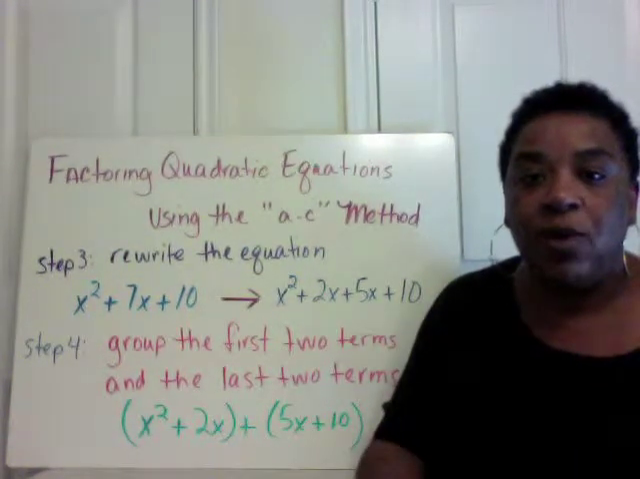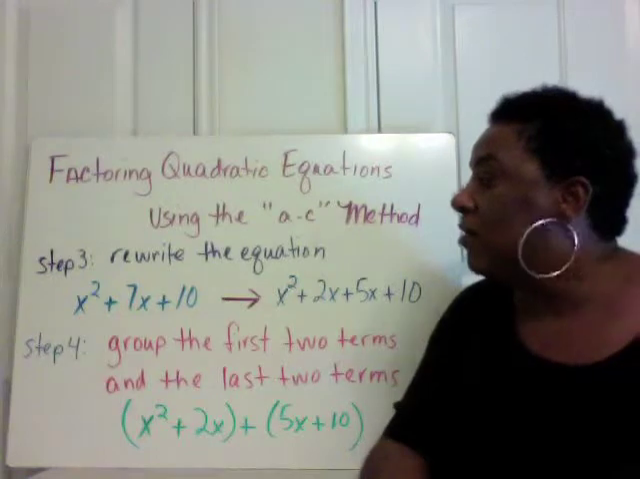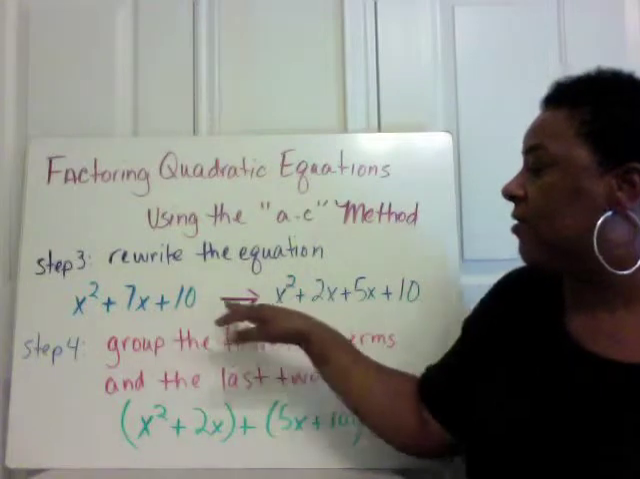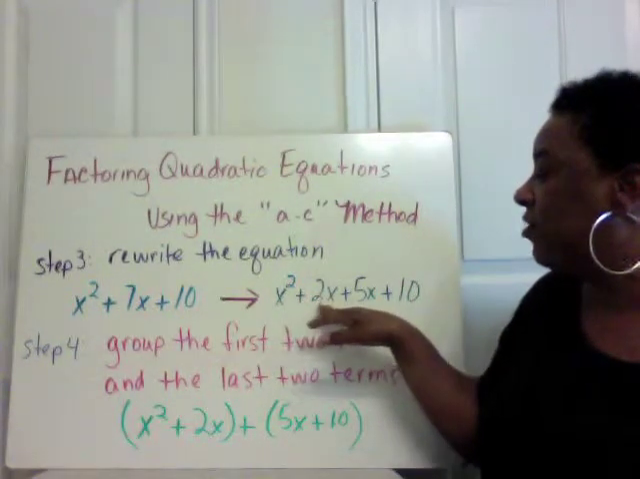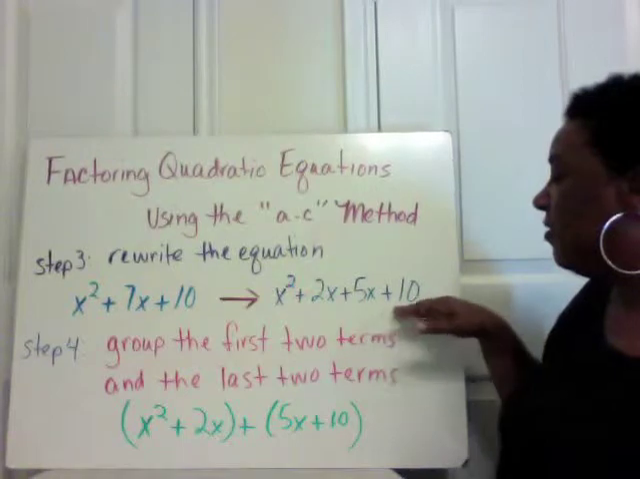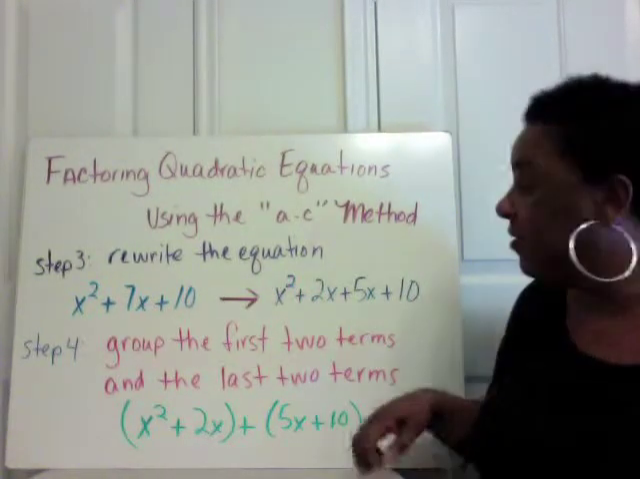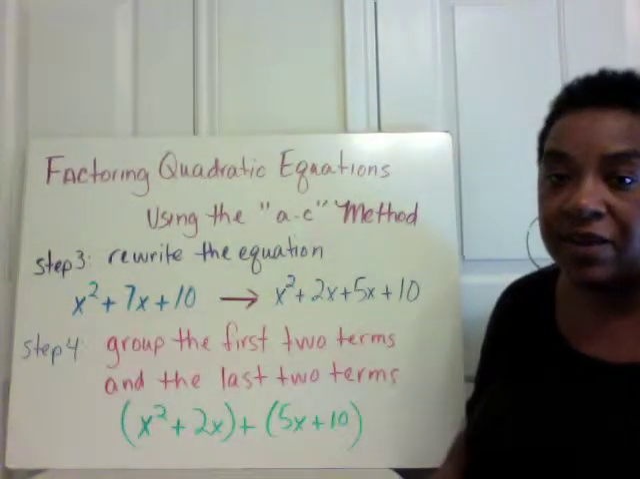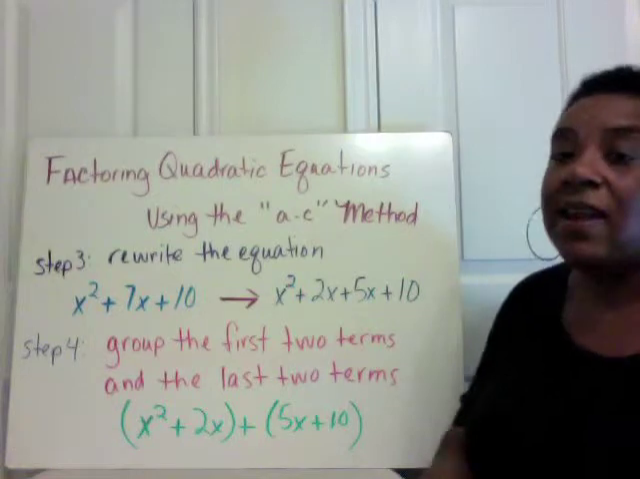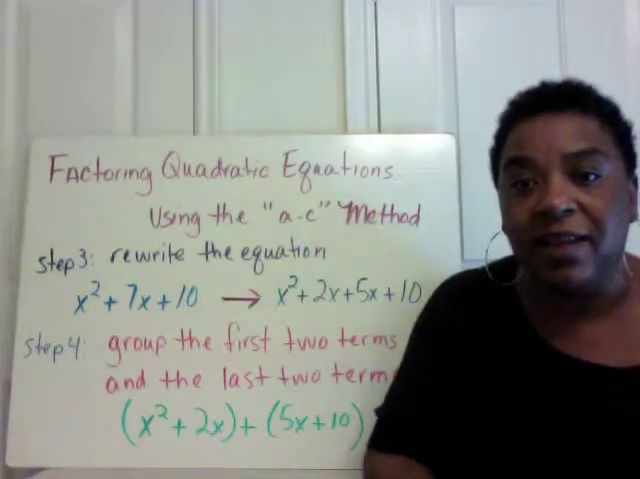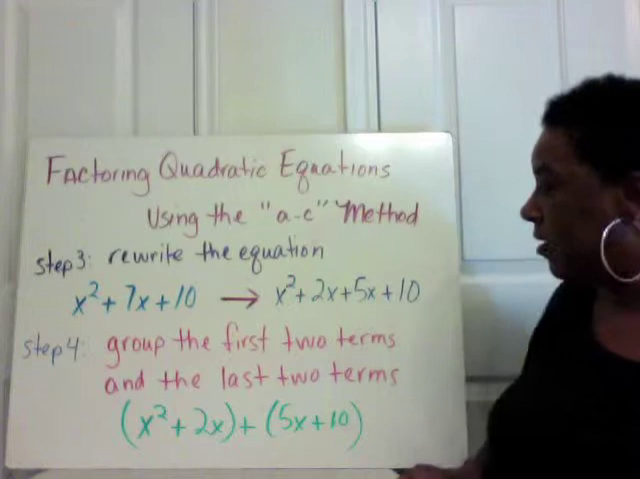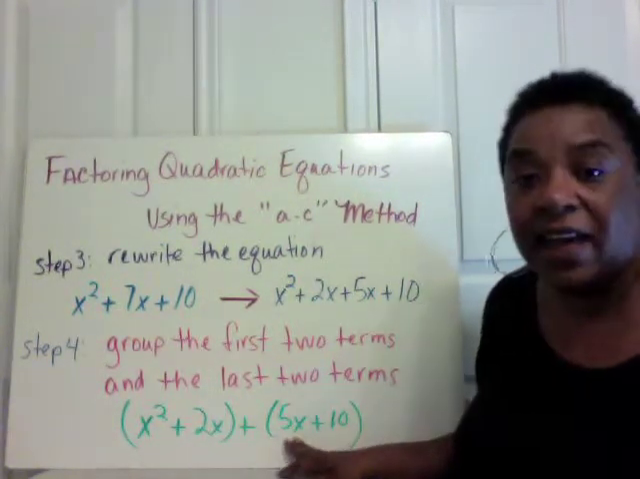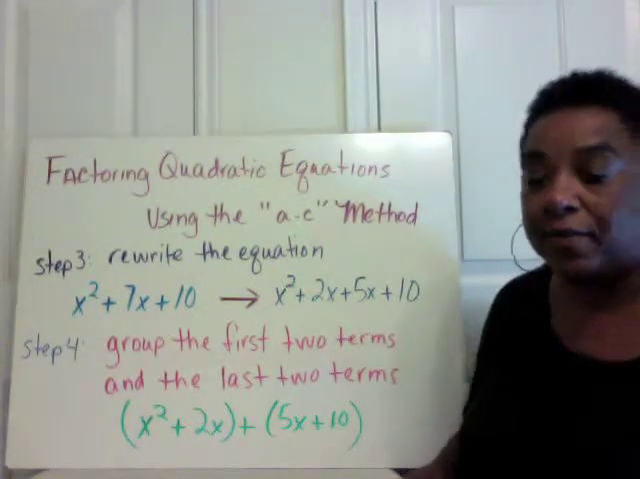So in our next step, we want to rewrite our equation. So we have x squared plus 7x plus 10 is equivalent to x squared plus 2x plus 5x plus 10. If you'll notice, 2x plus 5x is equal to our middle term of 7x. Now we want to group the first two terms together and the last two terms together. So we have x squared plus 2x grouped together, and we have 5x plus 10 grouped together.